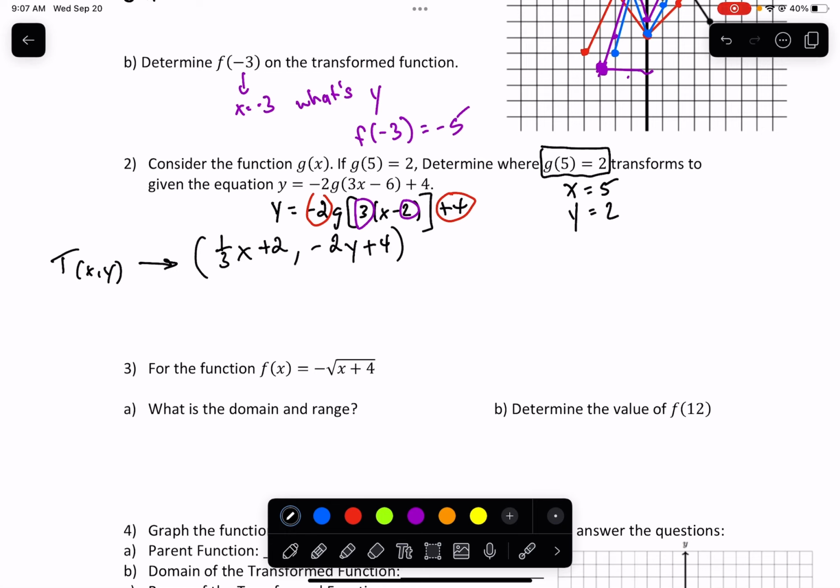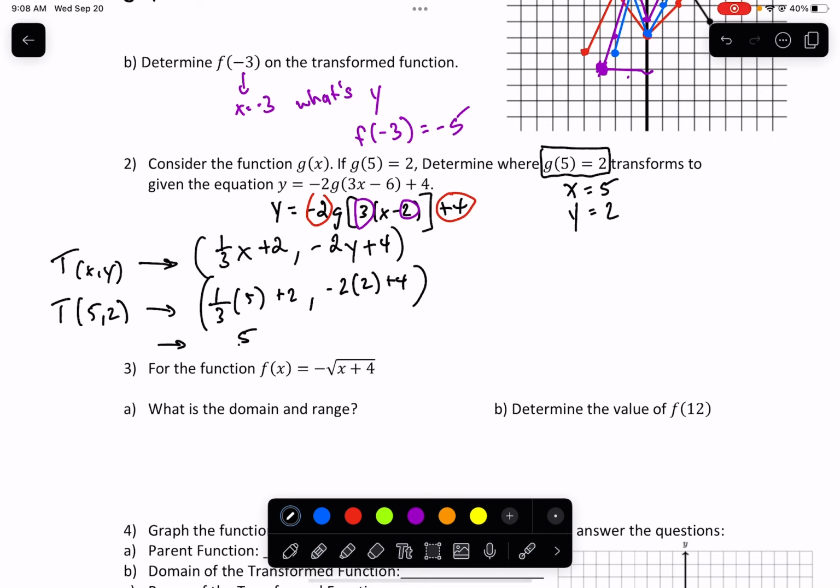So the transformation of the point (5, 2) yields 1/3 times 5 plus 2. You might have some fractions to work with there. Times -2 times 2 plus 4. So we're going to have some fraction work to do. We're going to get 5/3 plus 2 for x and -4 plus 4 for y.